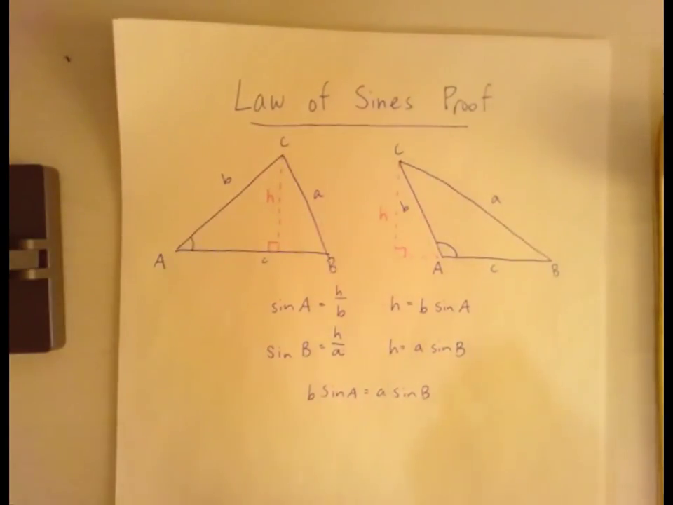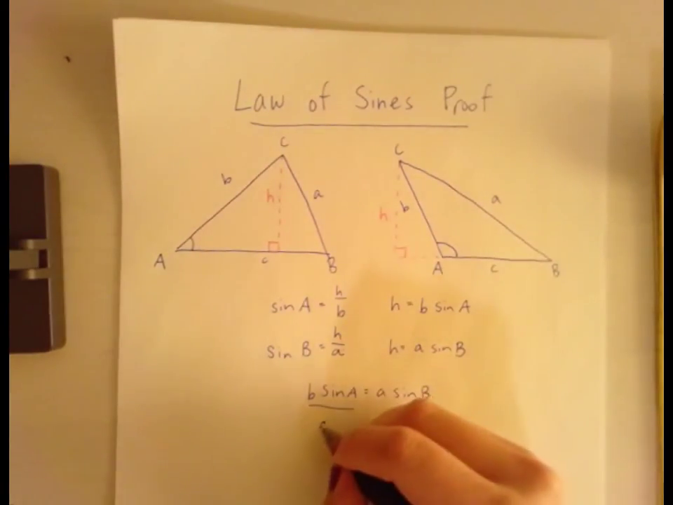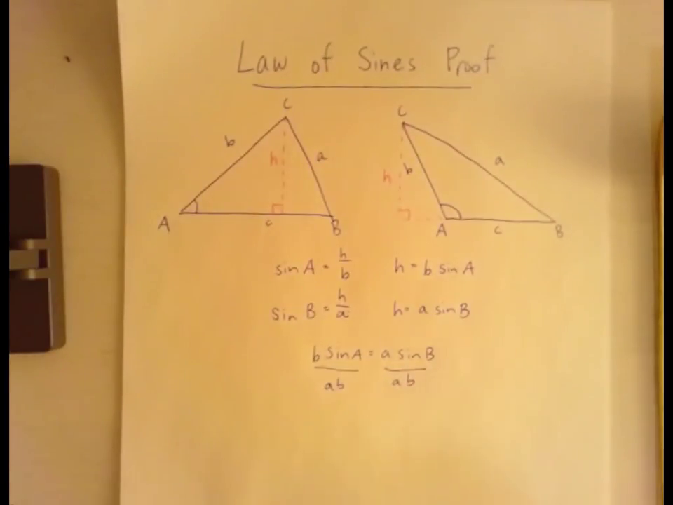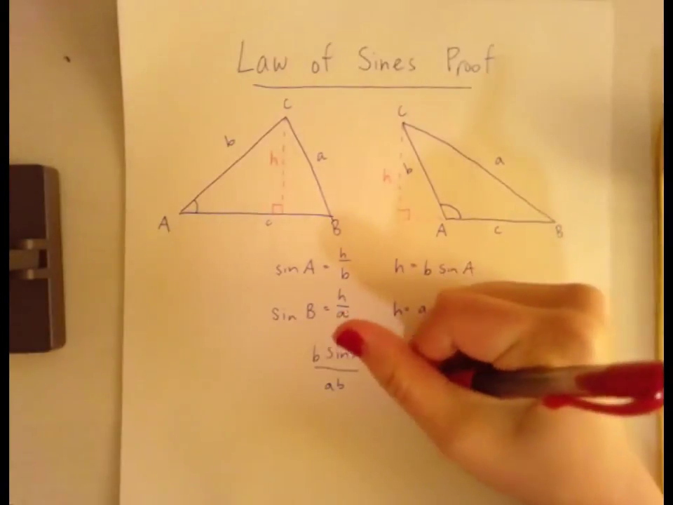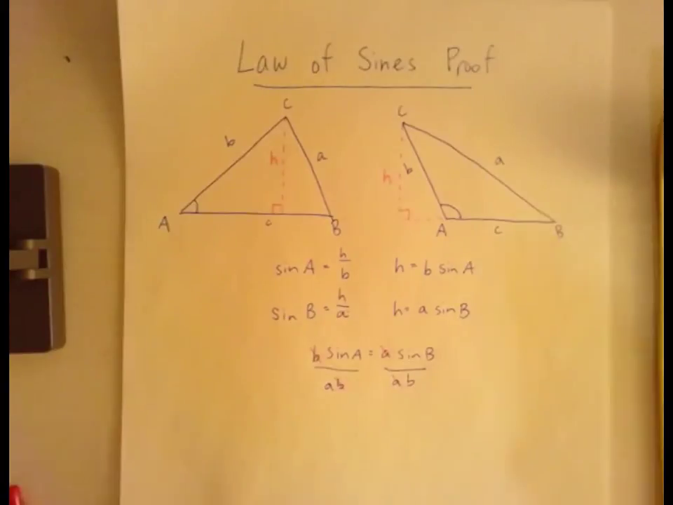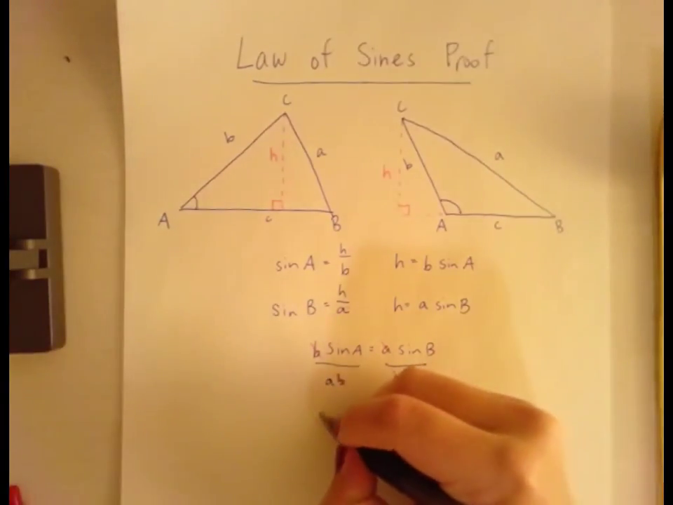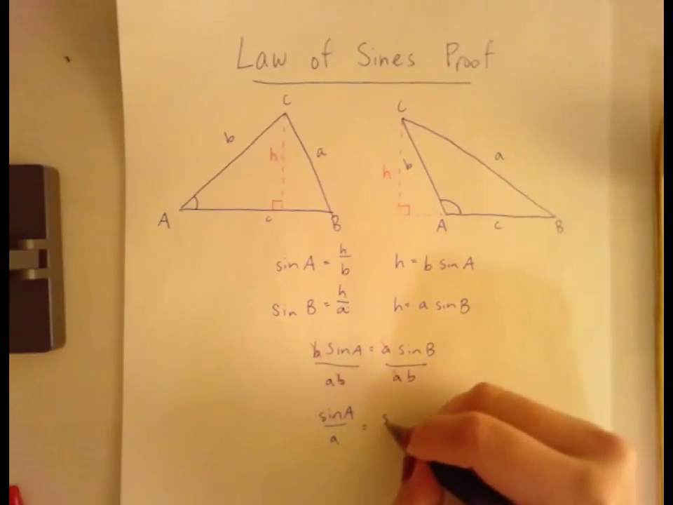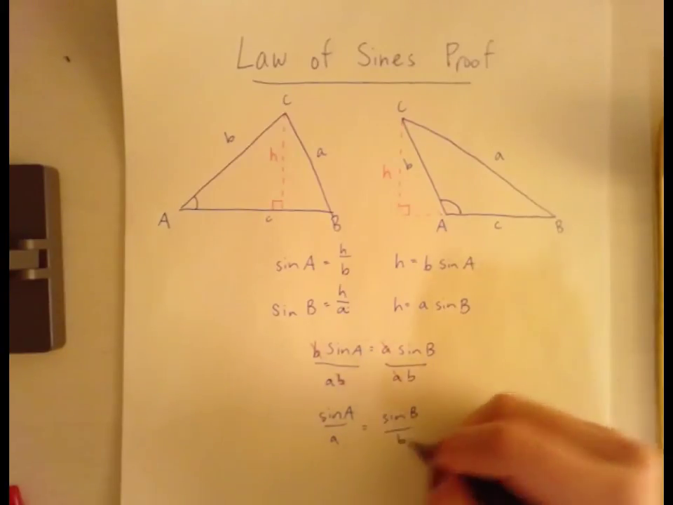And what we can do now quickly is divide both sides by AB. And what happens there is the A's cancel on the right, the B's cancel on the left, and we've arrived at the first half of the law of sines, right? Sine A over A equals sine B over B.